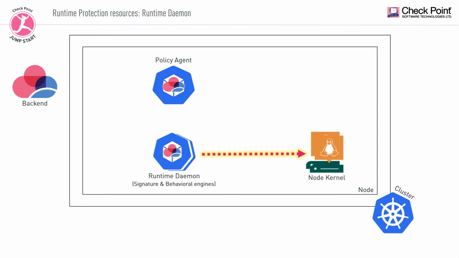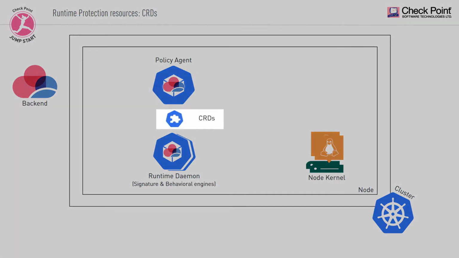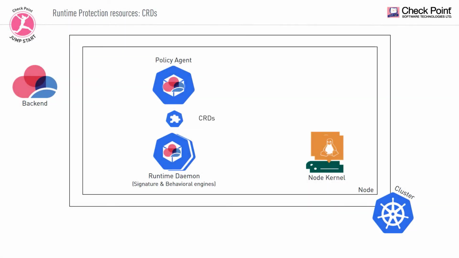The last runtime protection resource is Custom Resource Definitions, also known as CRDs. These are runtime protection policies which define allow, deny, and exclusions. These CRD policies are present on any cluster our solution resides.